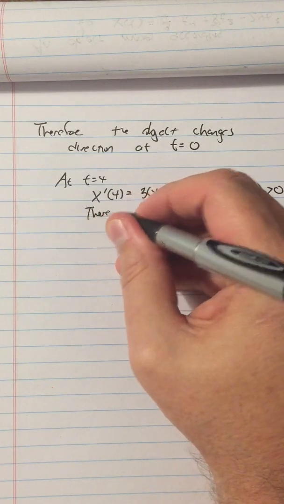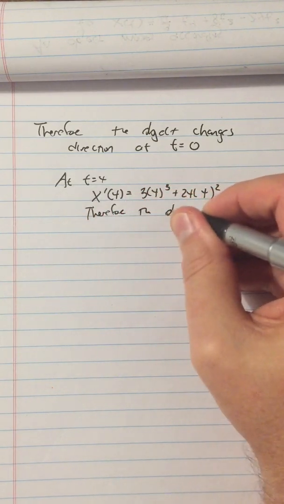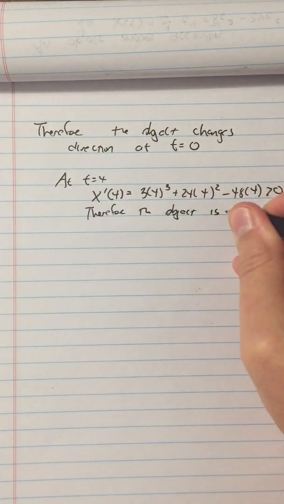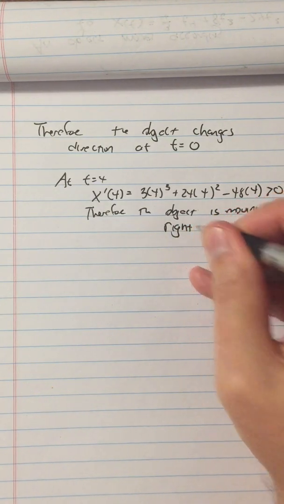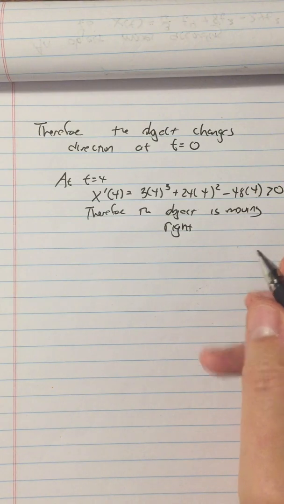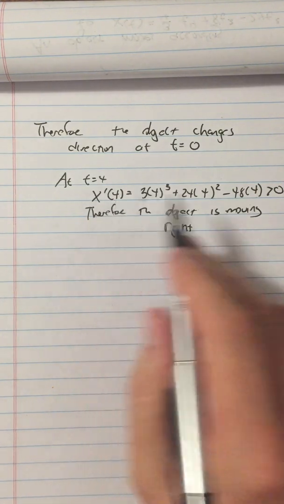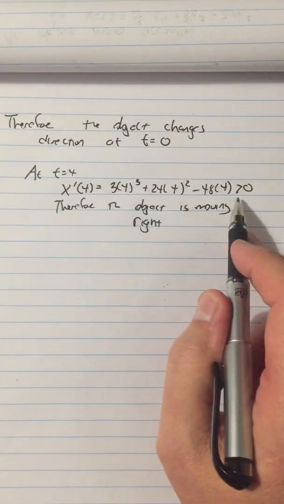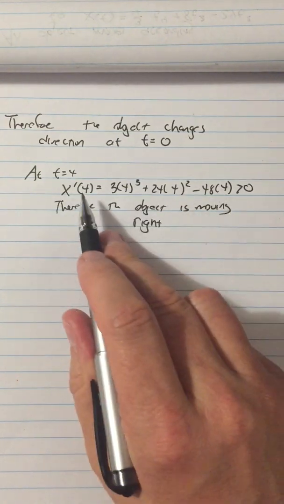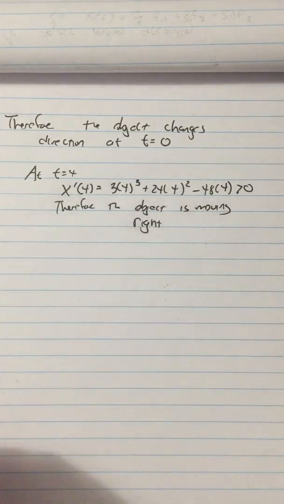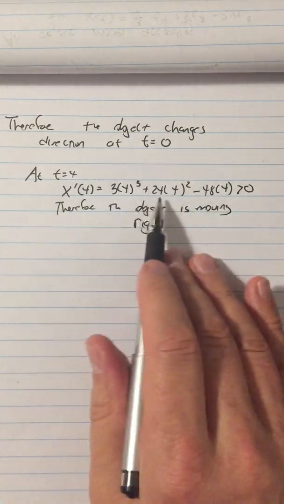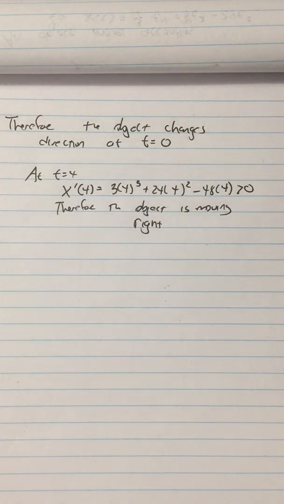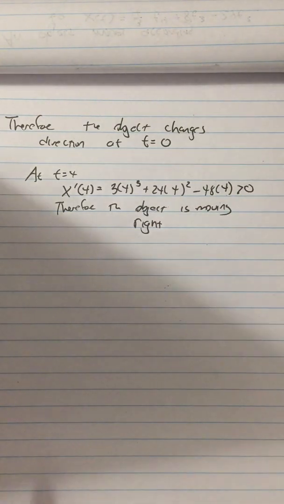Therefore the object is moving, and since it's x of t, it's moving left or right. It is moving to the right. To justify this, you don't need to write all this out. As long as you say x prime of 4 is positive, therefore the object is moving to the right, you're good. Notice I didn't even find out what x prime of 4 is. Just by analyzing this, I know that it's positive. That's all you need to know in order to answer that question.